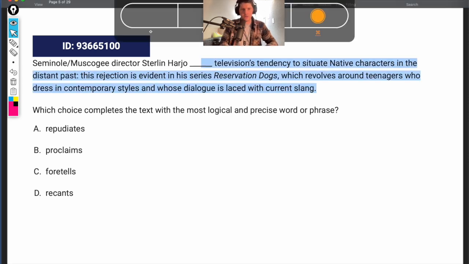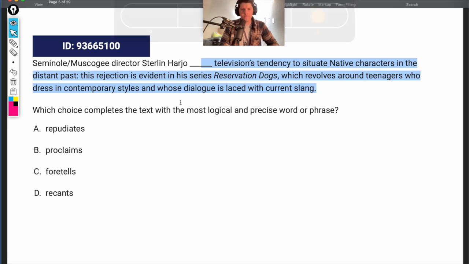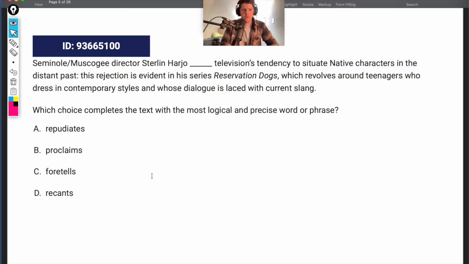Sorry, one second. There we go. Okay. So, a director, Seminole Muskogee director Sterling Harjo, blanks television's tendency to situate Native American characters in the distant past. Okay. Here's the word: this. This rejection. Okay, I think I have everything I need now.